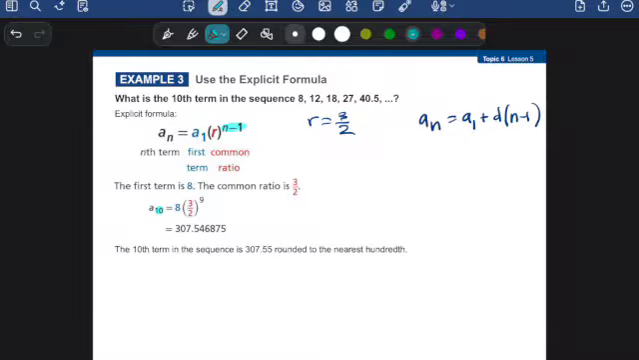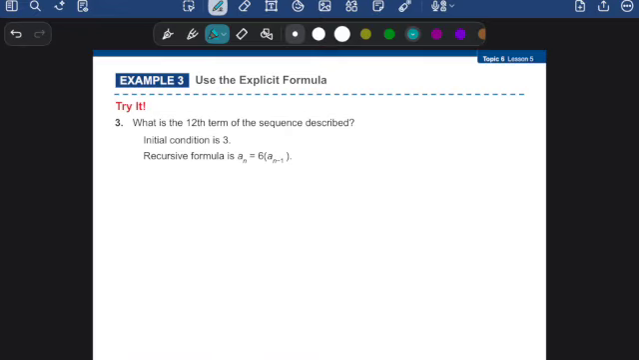So now we can evaluate a of 10. That means n is 10. What's 10 minus 1? It's 9. And you can just plug this into your calculator. Try it number 3. What is the 12th term in this sequence?